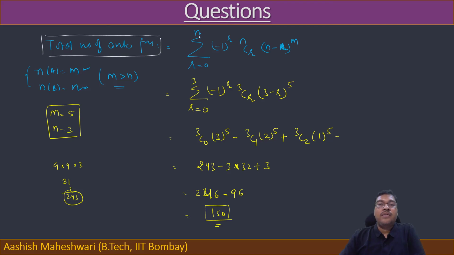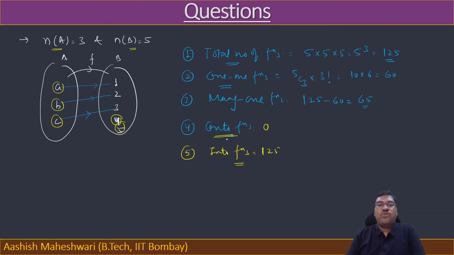This is the sum over r equal to 0 to n minus 1 of (-1)^r nCr (n minus r)^m. This is the total number of onto functions from set A to B, where set A has more elements than set B. In that case only this is applicable; otherwise you will not apply this. In the other case, you can clearly see the total number of onto functions is 0. You can just think about this logically also.